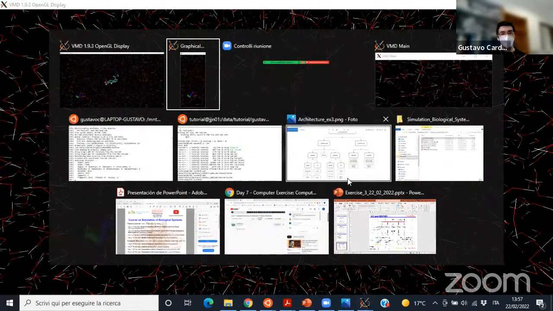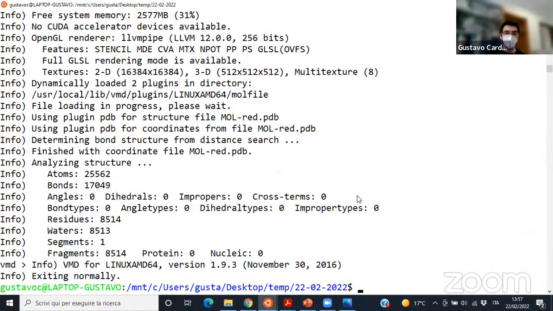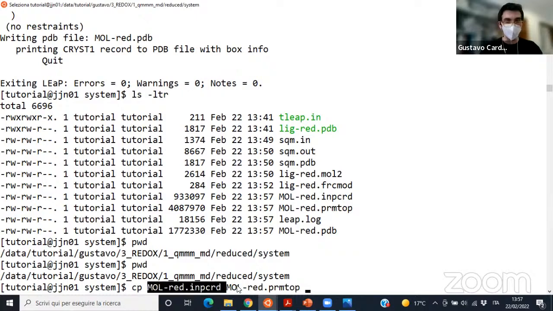Okay, so let's close this guy here, and let's go back to our tutorial page. So here we are at the system folder, and now we're going to run our molecular dynamics simulation. So let us at first copy the two files we're going to need for it. If you remember, the coordinate file and the topology file. Please don't press enter here. I'm just copying these two guys to the second directory.